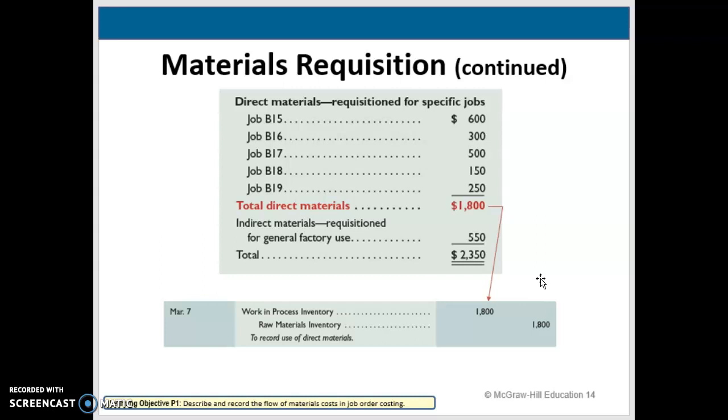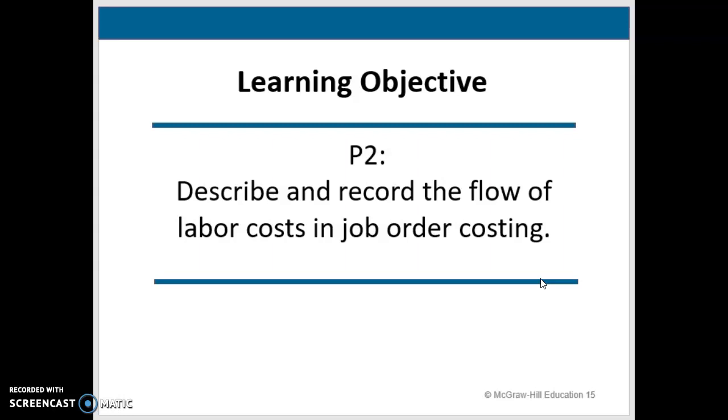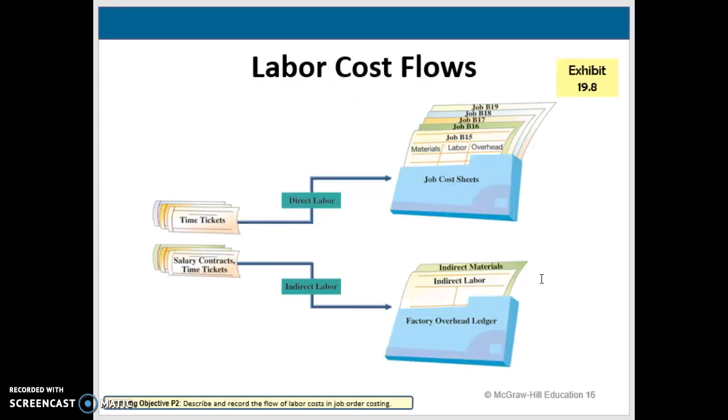All right, the next part we're going to look at is the labor side of it. So we also need to track the labor in as much detail as we did for the materials. So if we have direct labor, it goes on the job cost sheet. If we have indirect labor, it goes to our factory overhead ledger. So labor is the next manufacturing cost that we have to account for. This one is showing the factory labor costs are classified as either direct or indirect labor. And that will show you how we're going to log that.